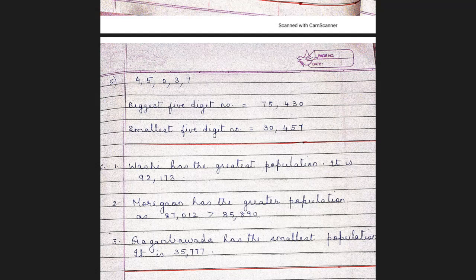Now, to make the smallest 5-digit number, what you must do? You must start from the lowest number. Now, out of these 5, the lowest number is 0. But naturally, you cannot begin any number with a 0. So, the next smallest number in that list is 3. So, you write 3 first, followed by the smallest number 0. Next smaller number is 4, then 5, and then 7. So that's 30,457.